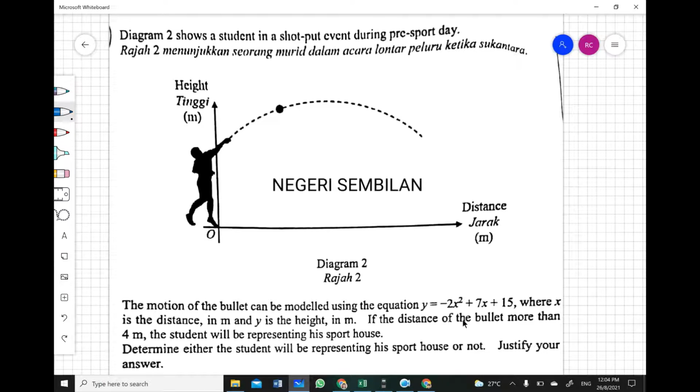So if the distance of the bullet is more than 4 meters, the student will be representing his sport house. So determine whether the student will be representing his sport house or not. Justify your answer. So after you found out your answer, you need to see whether he can throw the bullet more than 4 or not. If he can throw greater or equal to 4, then he can represent the sport house. So right now, everybody try to find out the answer for this question here. I give you about 3 minutes, more than enough, isn't it?